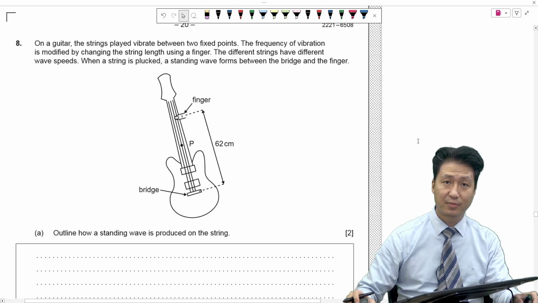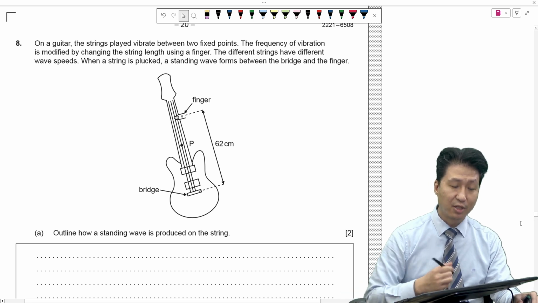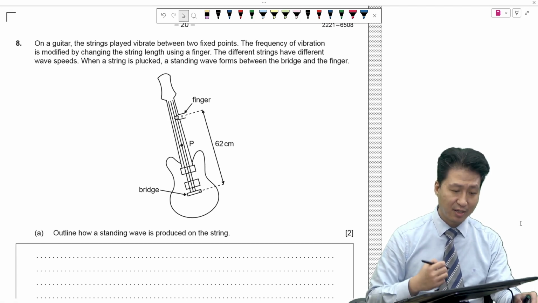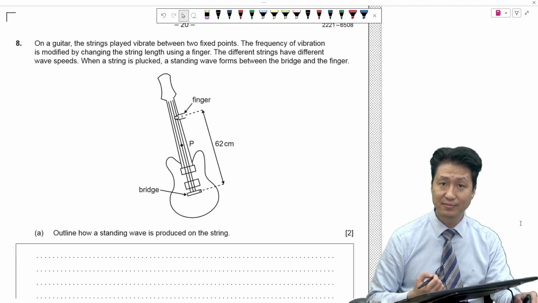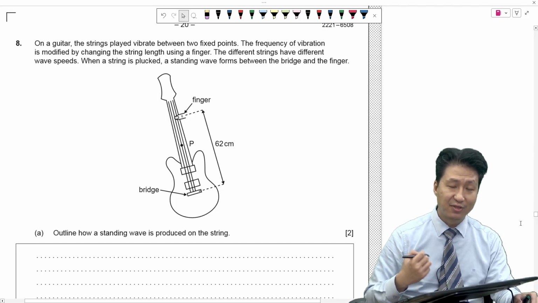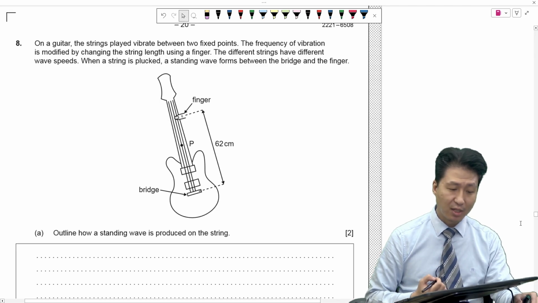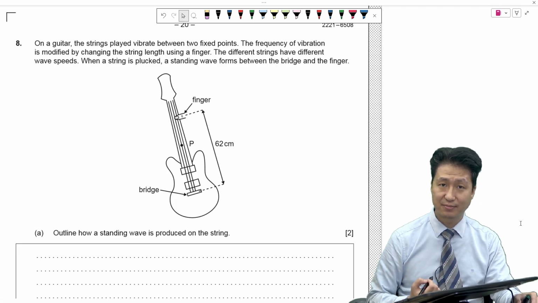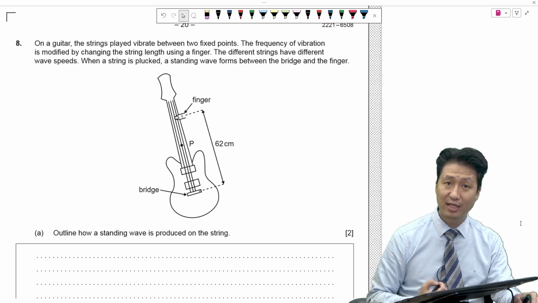For the next question, it says that on the guitar, the strings played vibrate between 2 fixed points. The frequency of vibration is modified by changing the string length using a finger. The different strings have different wave speeds. When a string is plucked, the standing wave forms between the bridge and the finger. Outline how a standing wave is produced on the string.